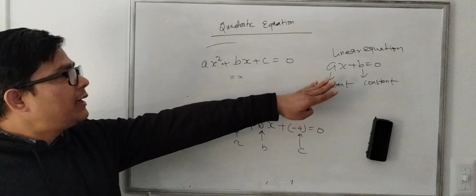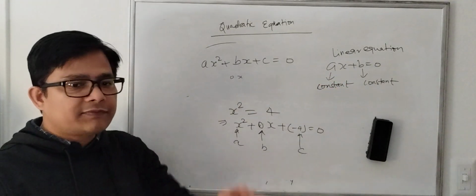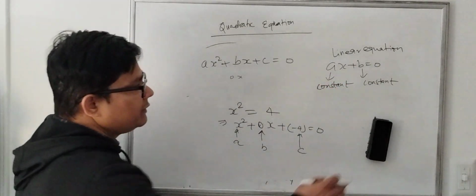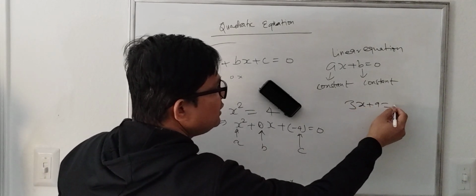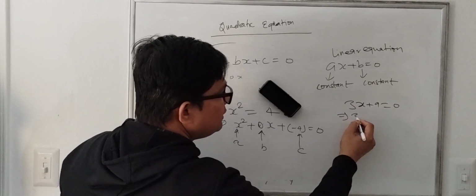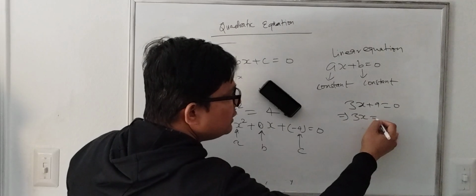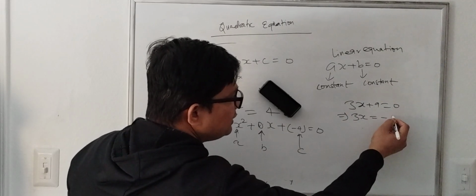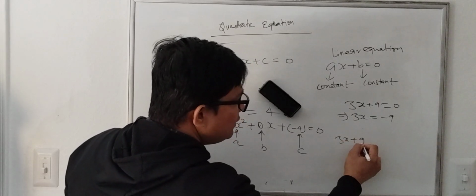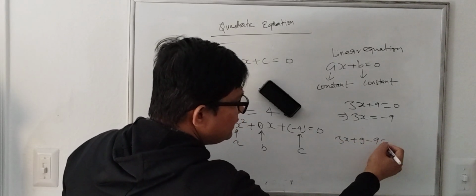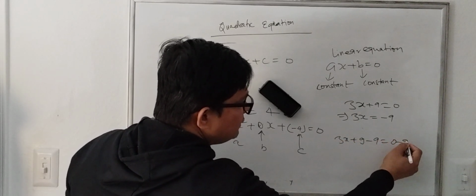Now, we learned how to solve the linear equation. It was very simple. Let's say we have something like 3x plus 9 is equal to 0. What we did: 3x, we moved this 9 to that side, which is like minus 9. Okay, because it's same as like 3x plus 9, subtracting 9 from both sides, 0 minus 9.